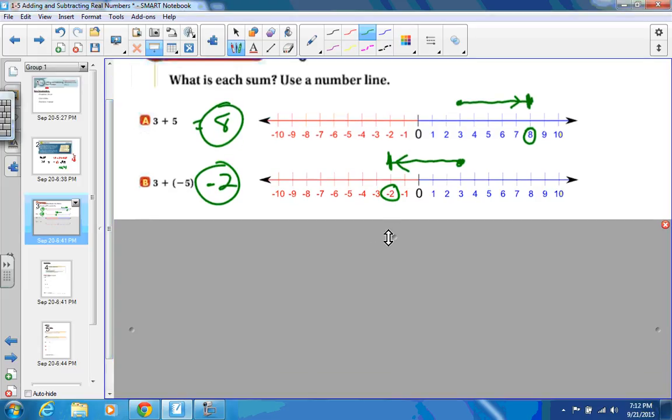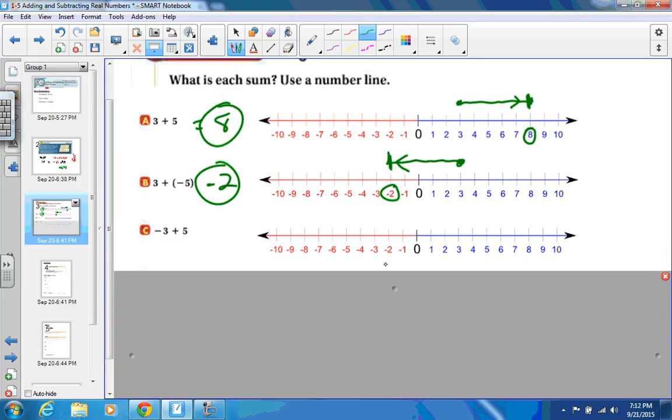All right, let's try another one. Using number line, negative 3 plus 5. So start at negative 3 this time. And we're adding that positive 5. So we're going to go in this direction of 5. So we get right there. So our answer is 2 for that one.